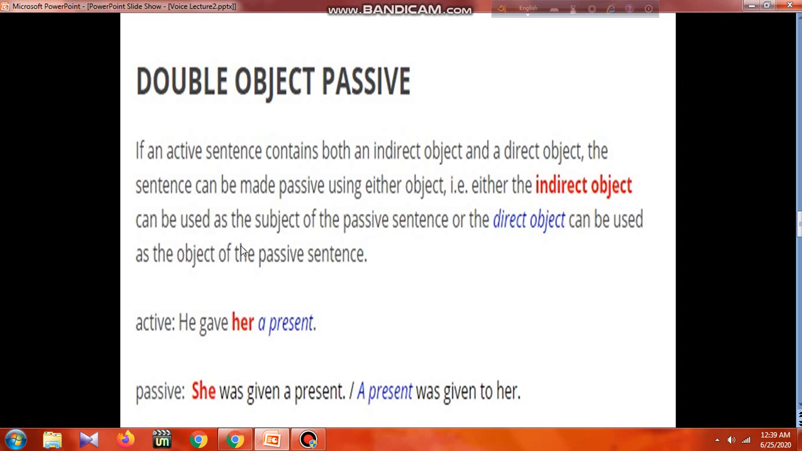You understand? So in case of double object, what to do? We may pick any one, we may change in both ways, but it is preferred by some experts that the personal pronoun be made the subject.